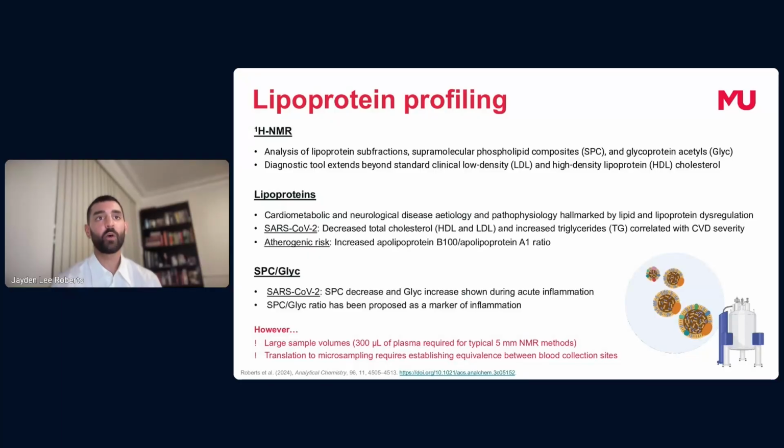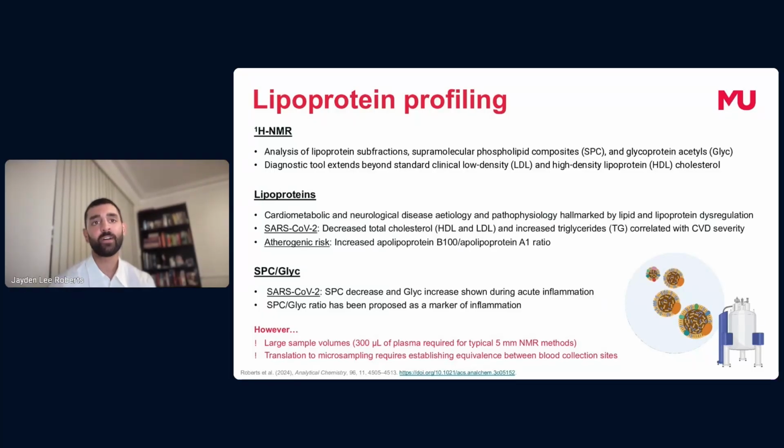Lipoproteins themselves are water-insoluble assemblies that transport lipids in blood, and therefore they're implicated in a variety of diseases that are hallmarked by lipid and lipoprotein dysregulation, such as cardiovascular disease. SPC and GlycA themselves are additional inflammatory markers, which have been implicated, for instance, in SARS coronavirus 2 infection. And specifically, what has been found is that decreases in SPC and increases in GlycA have been witnessed in acute inflammation, and therefore their ratio has been proposed as a marker of inflammation themselves.